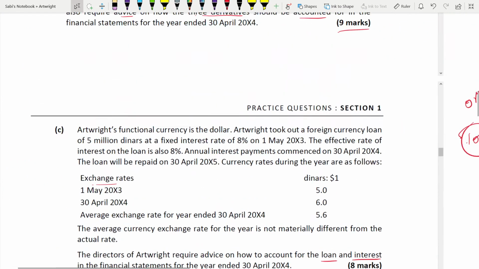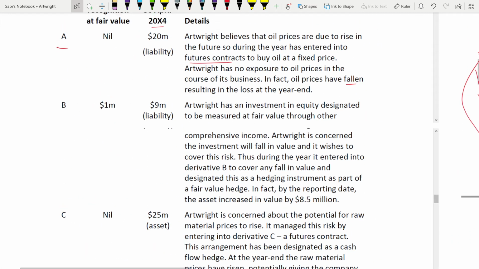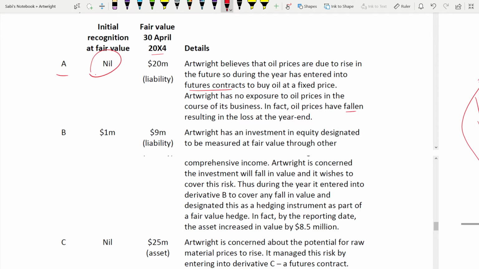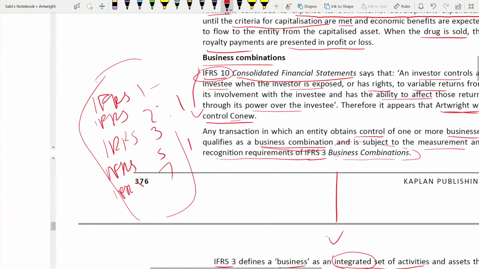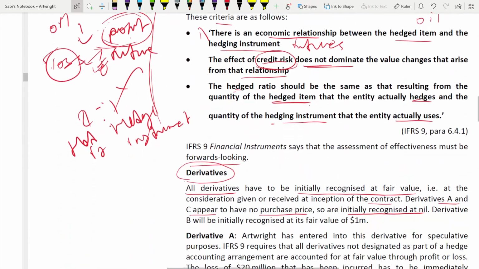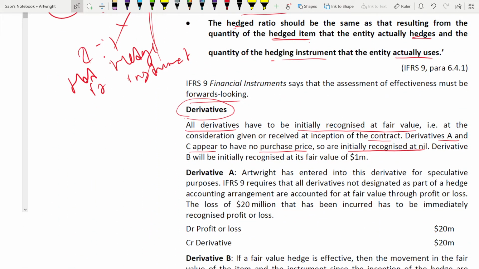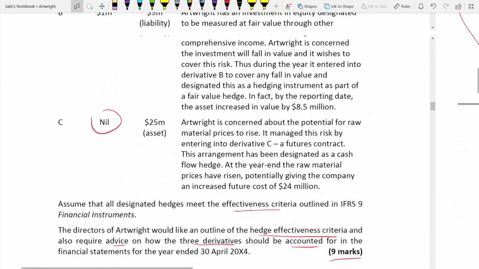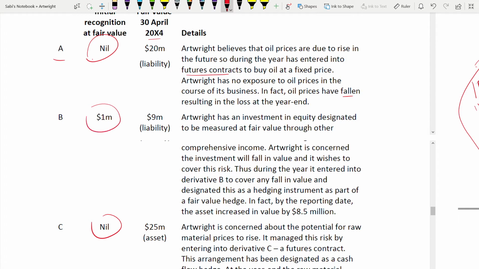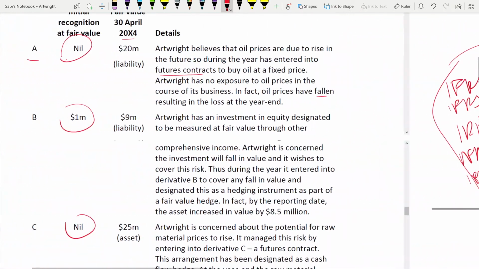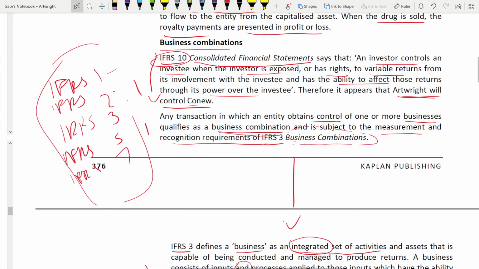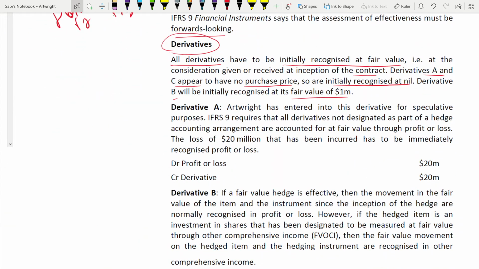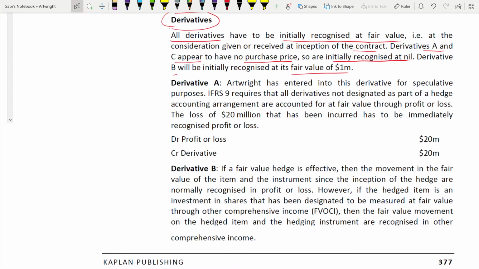You see here again, initial recognition at fair value: nil, nil. Both are nil. So initially it will be at nil. Derivative B. What about Derivative B? It will be initially recognized at its fair value of 1 million. For initial measurement, you don't have to read the details. 1 million is given. Now we are moving towards that 20 million. Derivative A we can answer because we have read about it. Derivative B and C we will come to later. It's 20 million, which is a liability. They have recognized it, right?